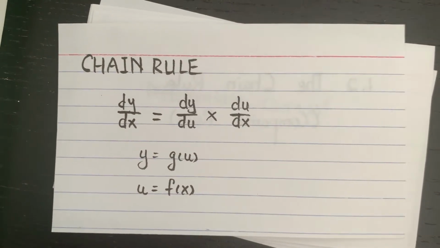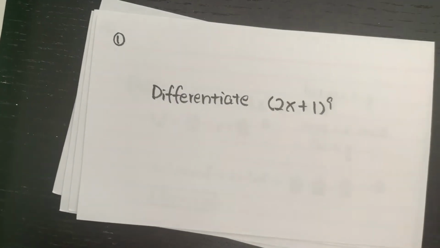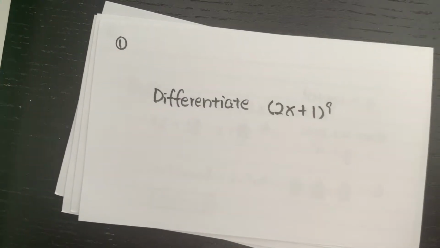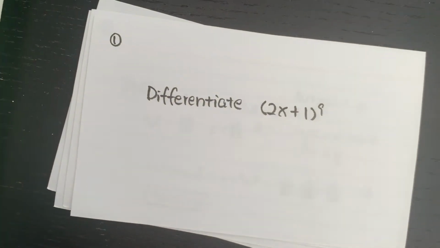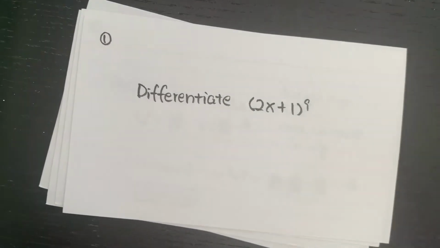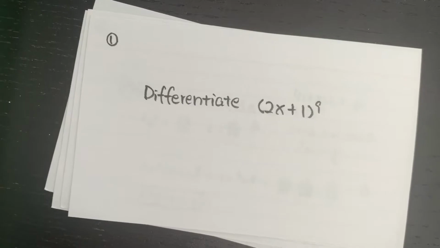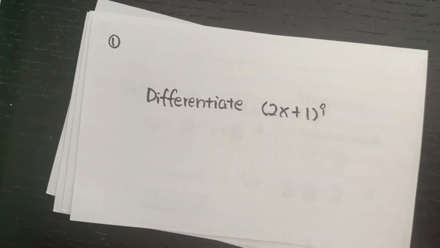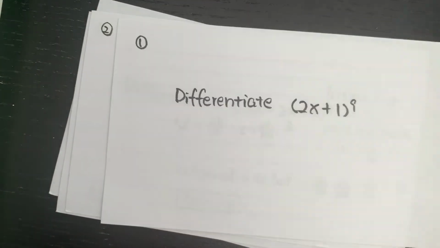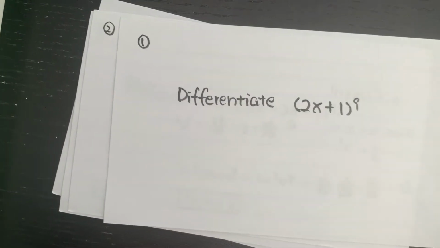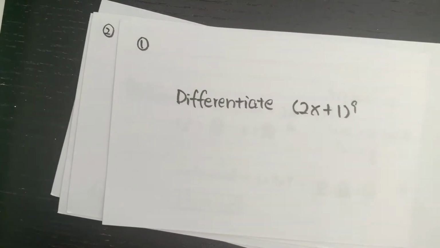So as usual, we are going to jump into some questions and see how it can be applied to help us. The first question is to differentiate (2x + 1) to the power of 9. Last time we had a similar question, but that was a quadratic, so we could expand it and differentiate term by term. However, to the power of 9, we would spend hours expanding it. So we are going to use this chain rule to help us differentiate. Pause the video and try to apply the formula and figure it out.